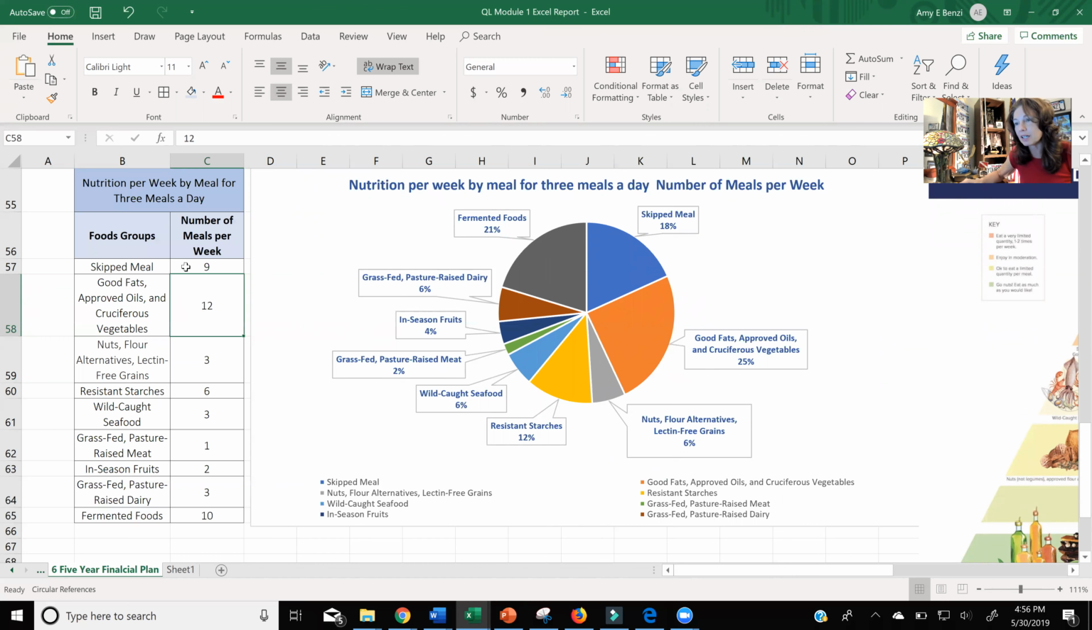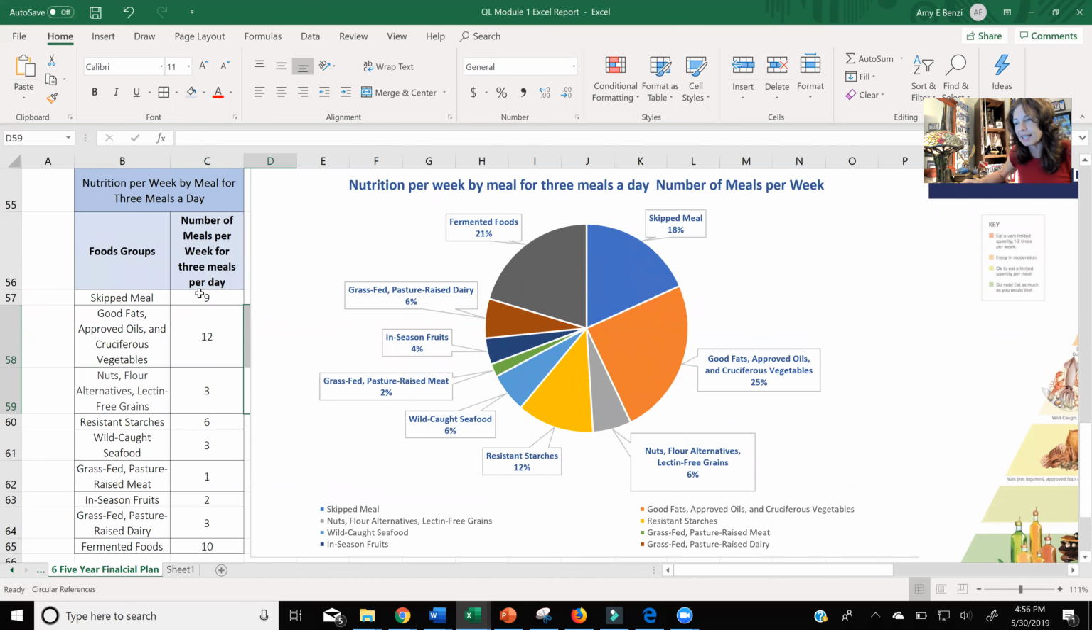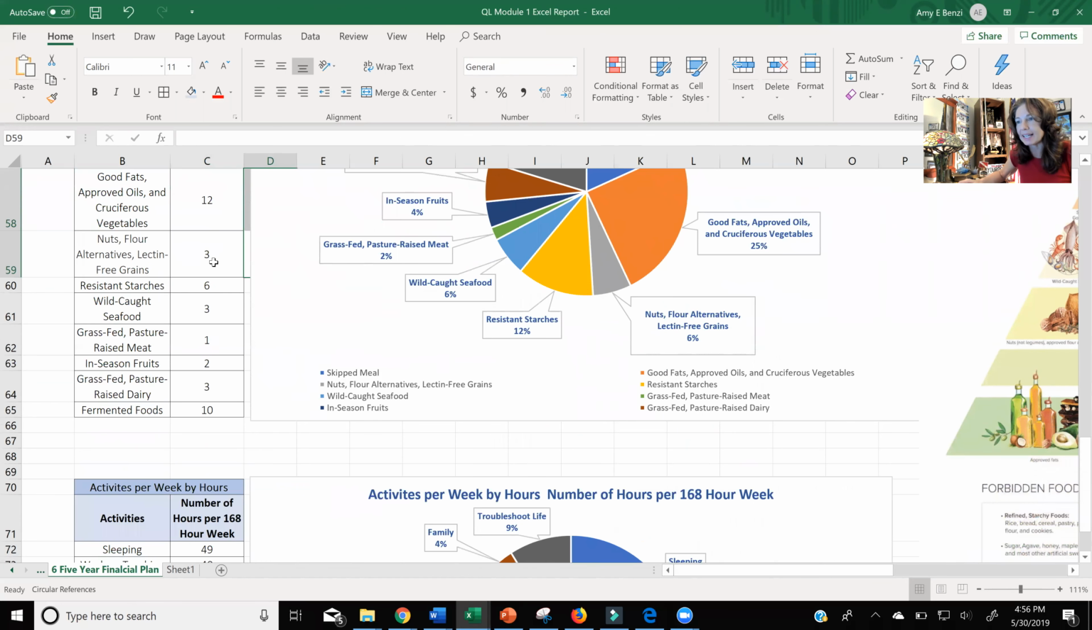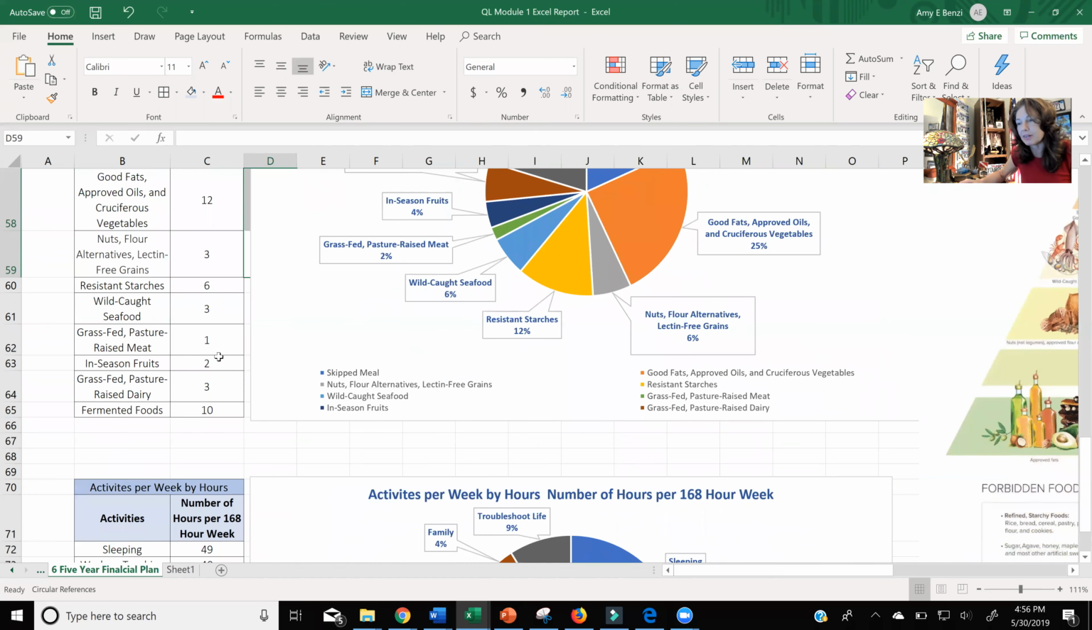So if you think of it as 3 weeks, number of meals per week for 3 meals per day. I'm just going to add that in there. So in this case, if I eat 3 meals a day, I'm eating 21 meals a week, and 9 of them I skip. 12 of them, which is all of them, I eat, fresh vegetables and good oils. And that's, like I said, how I set mine up.